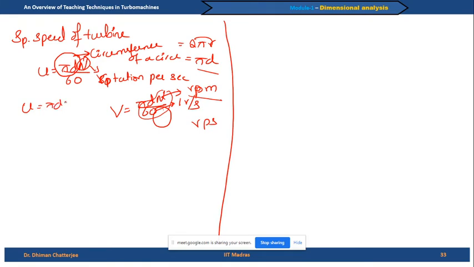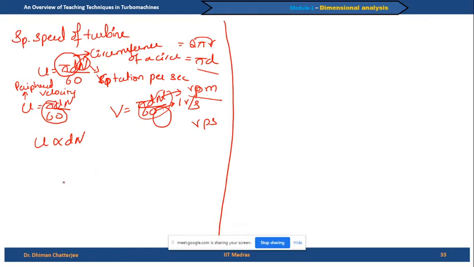Here u is called the peripheral velocity. Now using this, can we say that here pi and 60 are constants? So I now represent u is directly proportional to dn. I am removing the equality constant and introducing a proportionality sign here.